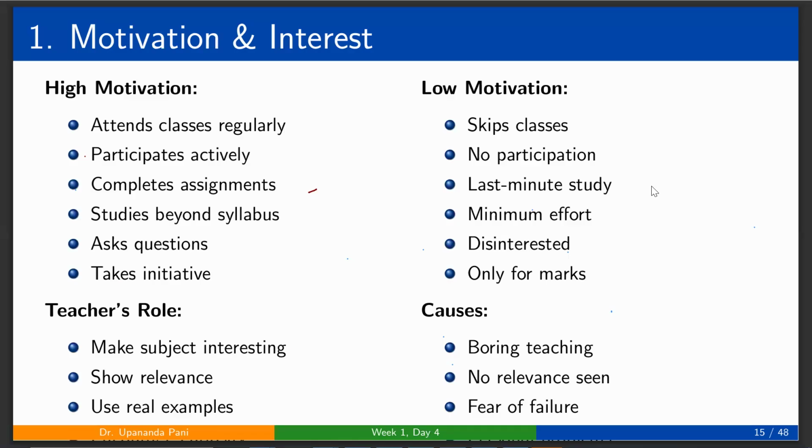The causes are: boring teaching, no relevance seen, or fear of failure. These 3 are important. You might say there are many more causes, but these are very important, and as a student you should be able to analyze whether you are highly motivated or have low motivation. But the teacher's role is very important in both cases, to motivate the students.